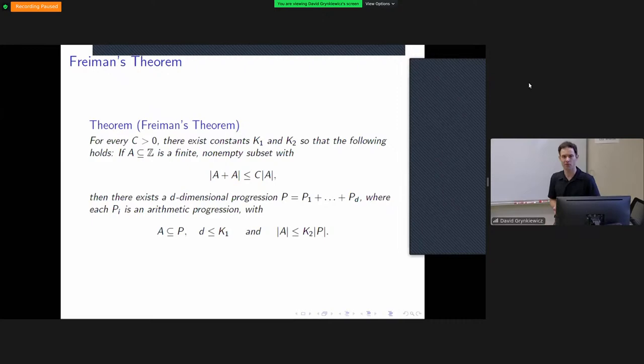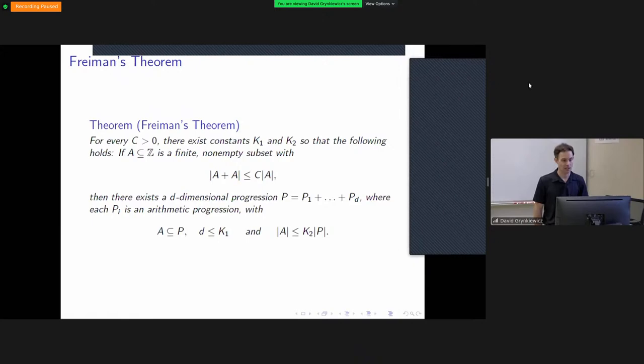So here I put on a slide Freiman's theorem. This is perhaps one of the first inverse results that was proved in this area, way back in the middle of the last century. Here's a formulation over here. It's been generalized since, with many other variations and other such theorems as well.